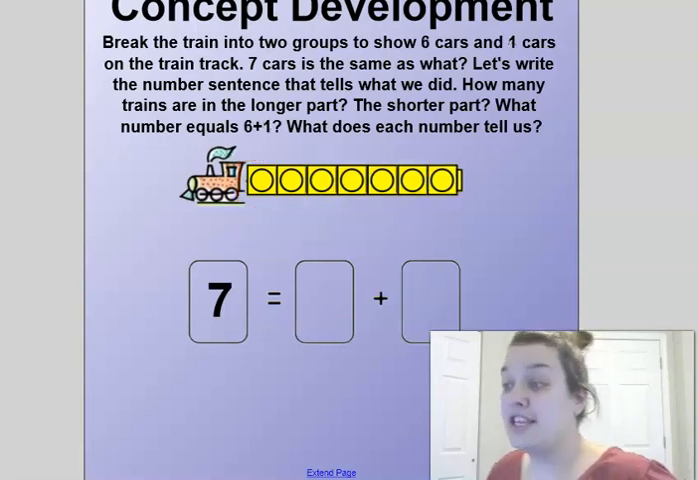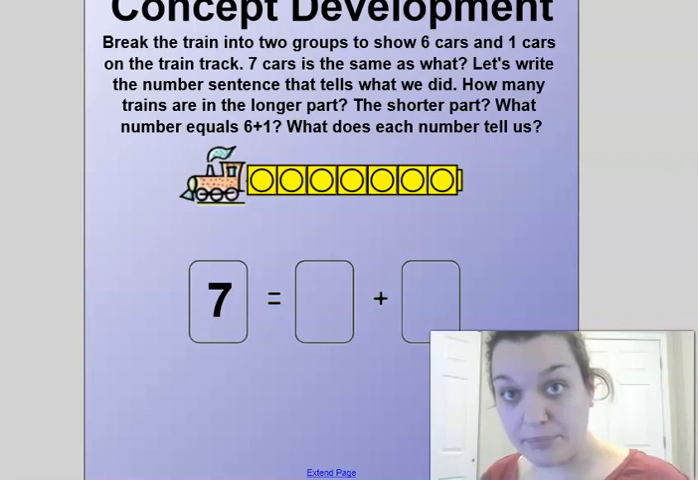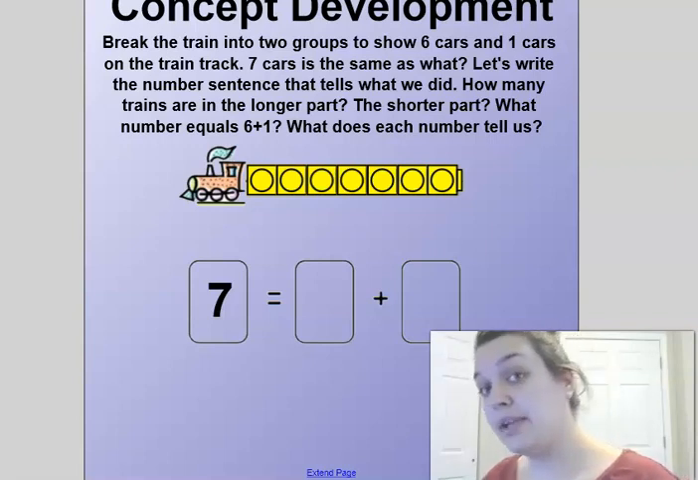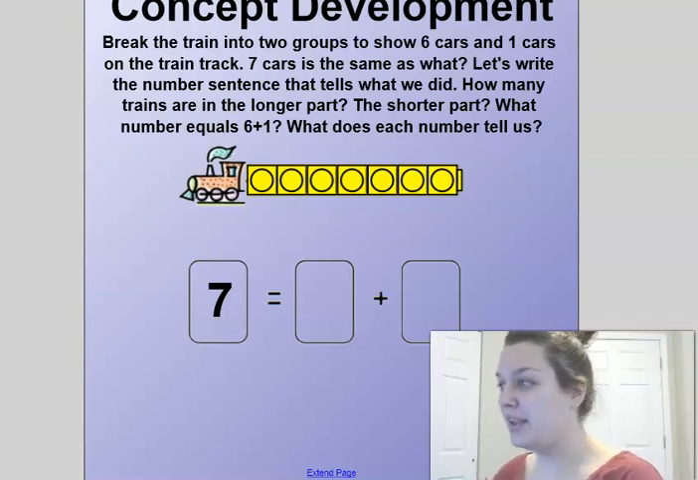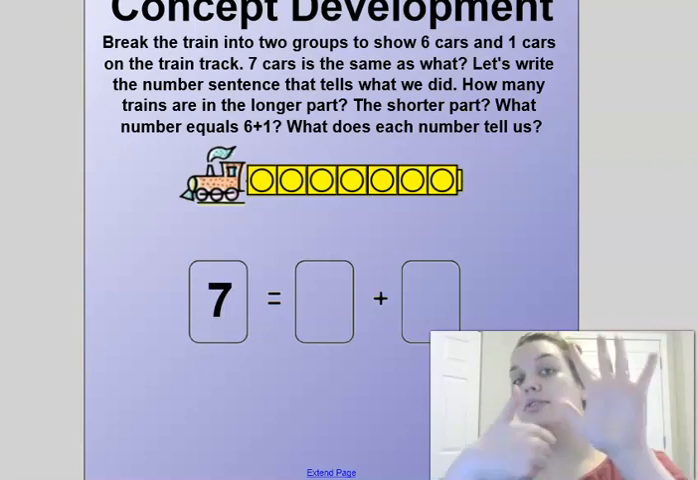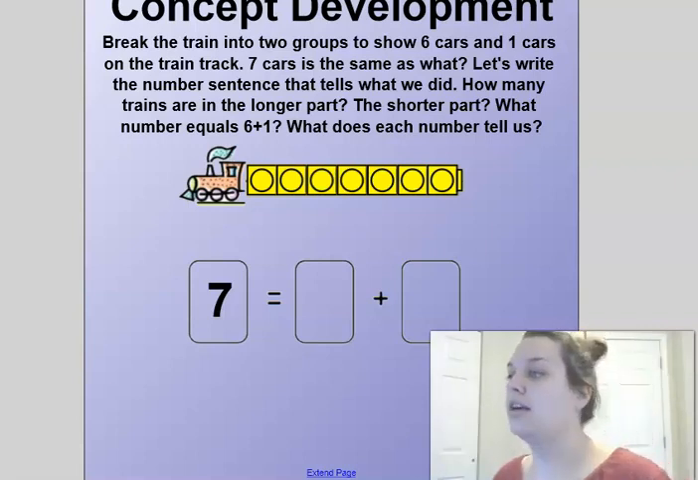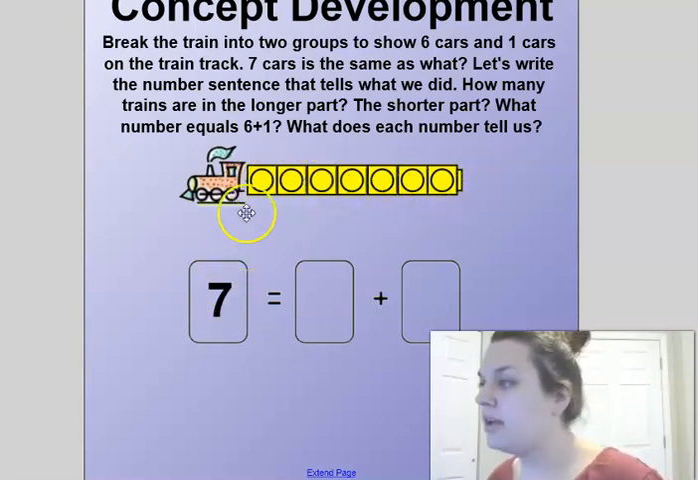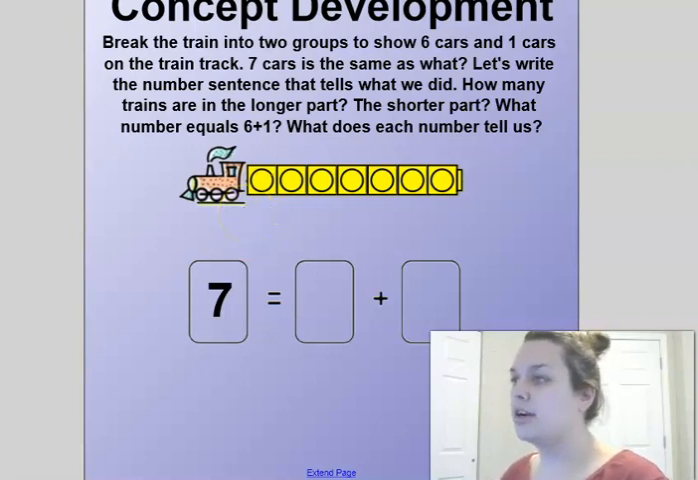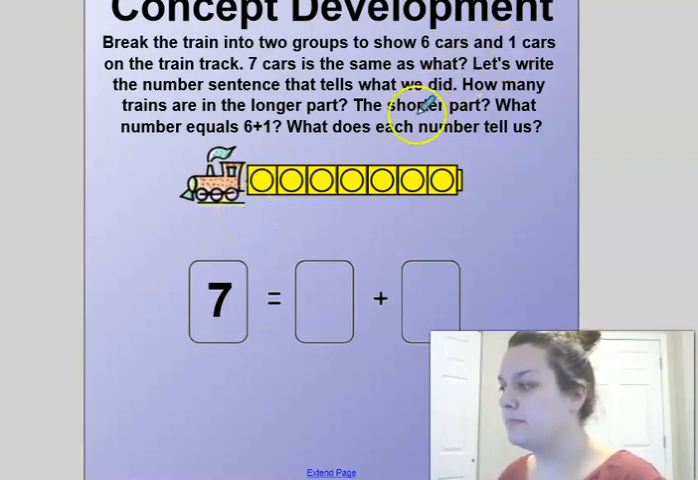Okay, so for this one, I'm going to read the problem. We're going to separate the picture together. And then I'm going to have you pause me and you're going to write the number sentence. Are you ready? Okay. So it says break the train into 2 groups to show 6 cars and 1 car. Okay. So 7 cars is going to be the same as however we break this up. It says 6 cars and 1 car.